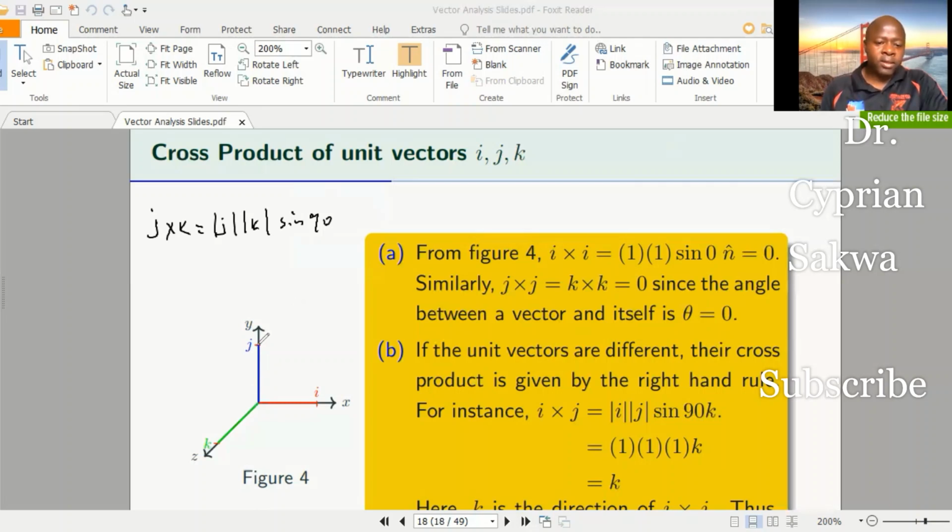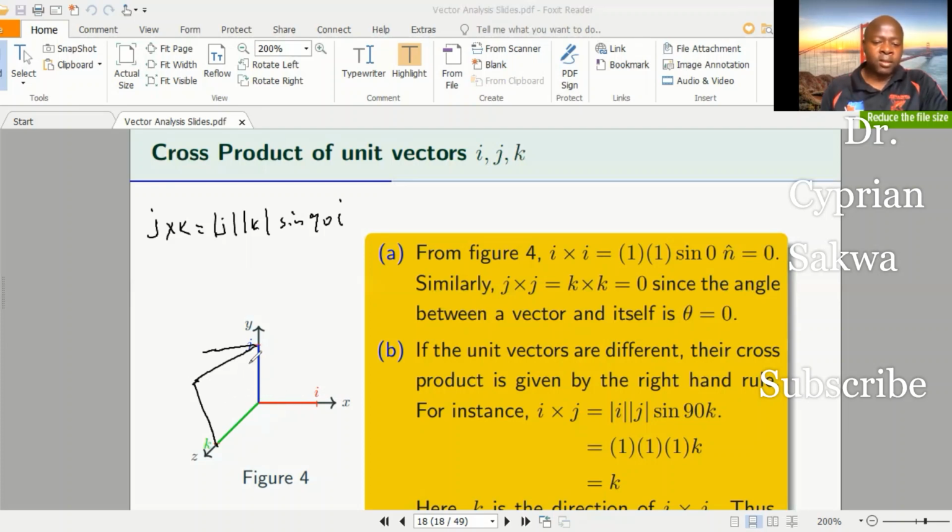U is the vector perpendicular to the plane of J and K. So the vector perpendicular to this plane of J and K is, of course, I. So instead of U, we have I. And you can see that I is perpendicular to this plane.